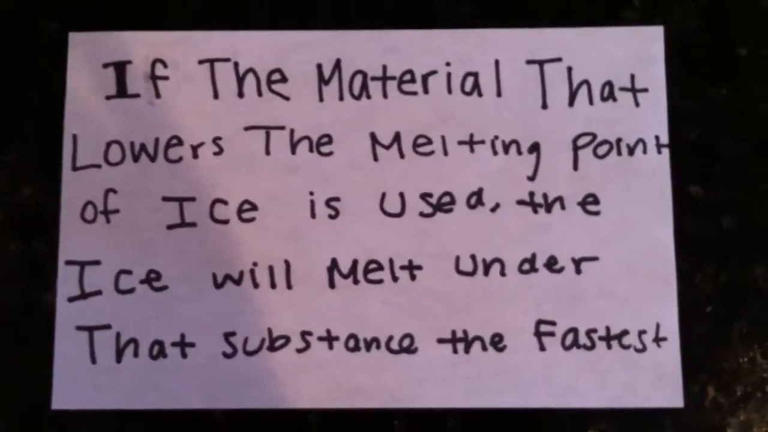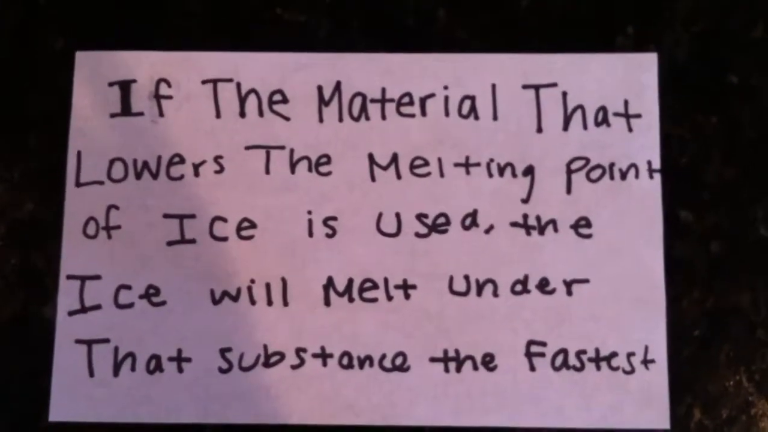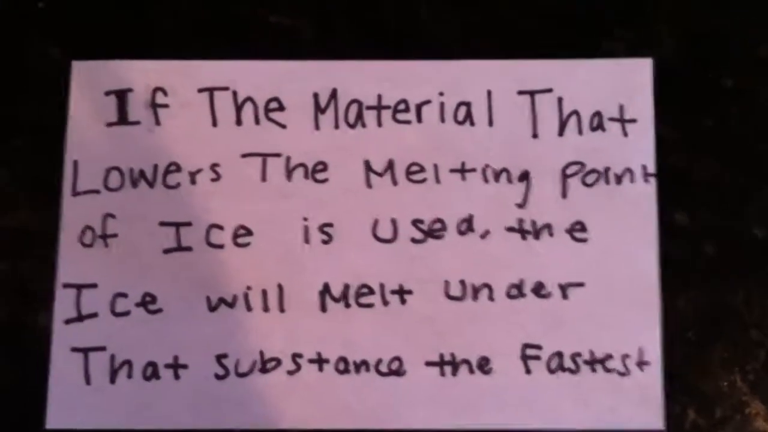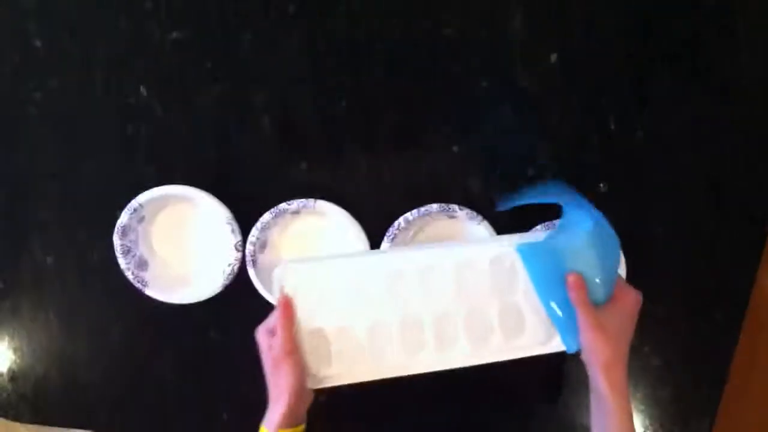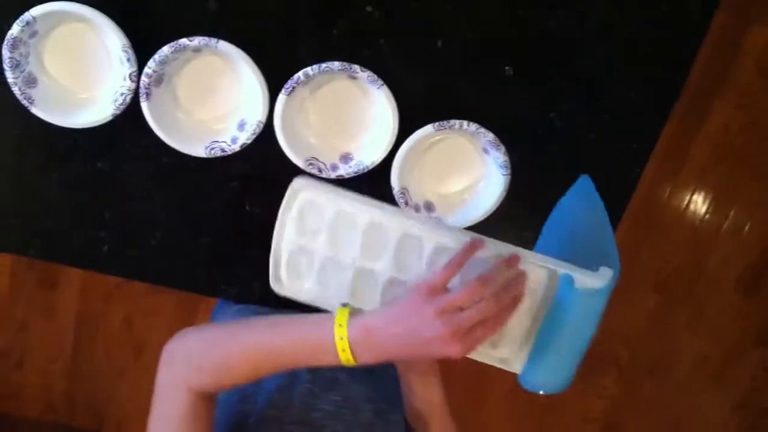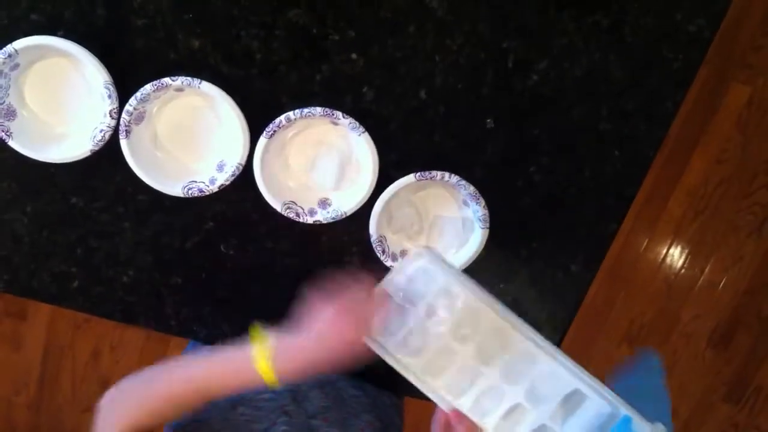During my experiment, I will use the hypothesis: if the material that lowers the melting point of ice is used, the ice will melt under that substance the fastest. I'm going to be using ice to get separate amounts of ice cubes that are all equal in size to conduct my first experiment.